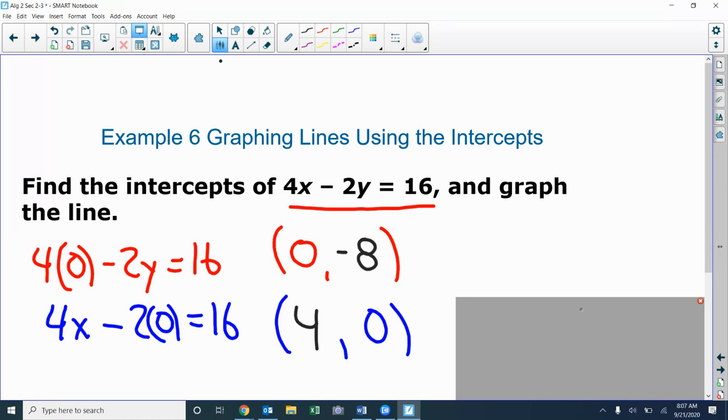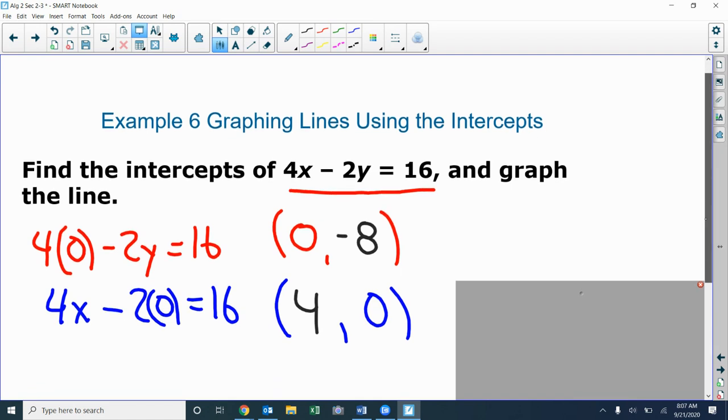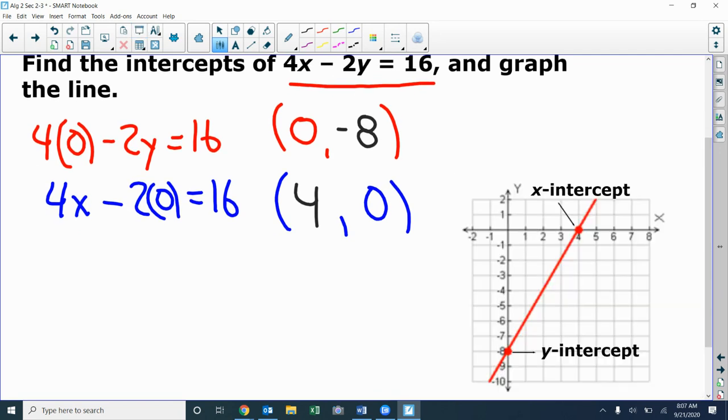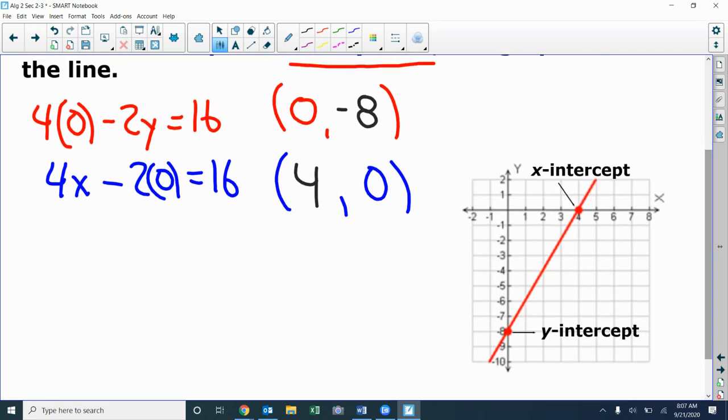And 4, 0. X at 4, y at 0 is where it's crossing. And there we have it. Down here, 0, -8 is this point here. Right up here is our 4, 0. Handy way to graph a line, intercepts, okay?